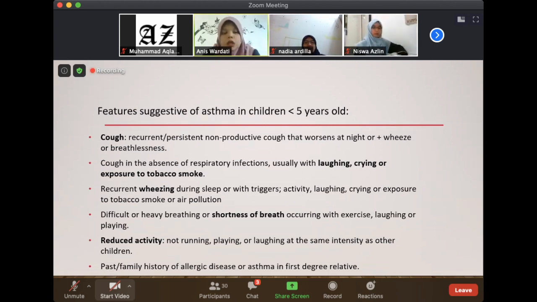They can also have shortness of breath while doing daily activity, and reduced activity. So they tend not to run or play with other children because they have this difficulty. And also there is a positive tendency of allergic disease or atopy. So this can be suggestive that the patient may have asthma.